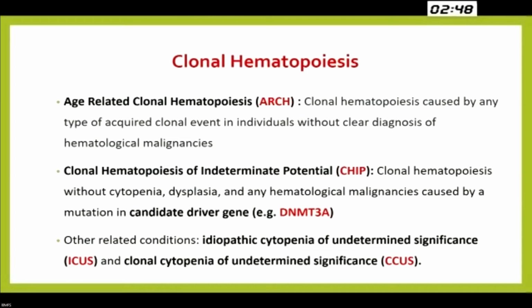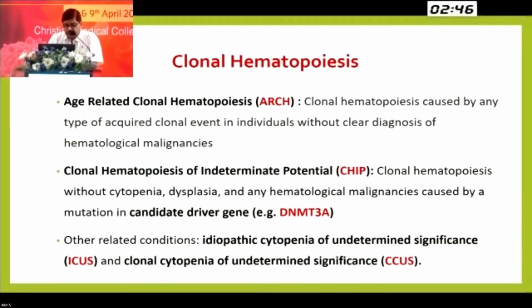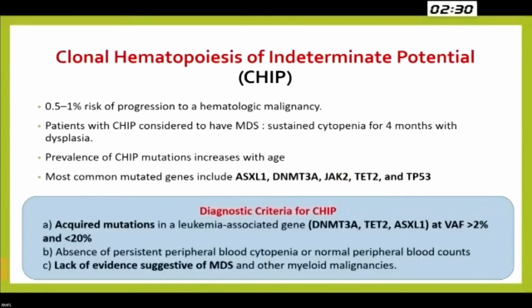And here what you need to do is, when you check the mutation, usually it is between 2 to 20%, and without any cytopenia or much of hematological changes, but you find a clonal population in the NGS analysis. So ICUS, CCUS, everything has been discussed. So I skip this slide.